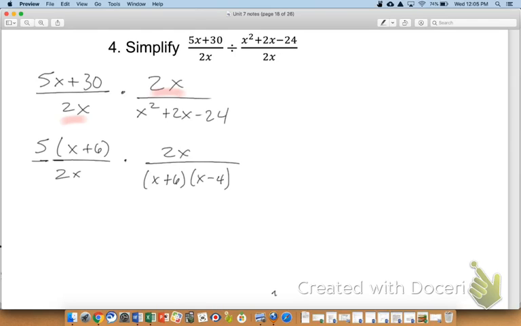So at this point, what I would do, Colton, is I would recognize that I can cancel out the 2's, so they divide out. This x is a factor, cancels out with that x, which is also a factor. And of course, the x plus 6's would cancel with the x plus 6's. So the whole factor cancels or divides out with the other one. So in the numerator, I'm only left with a 5, and in the denominator, an x minus 4.